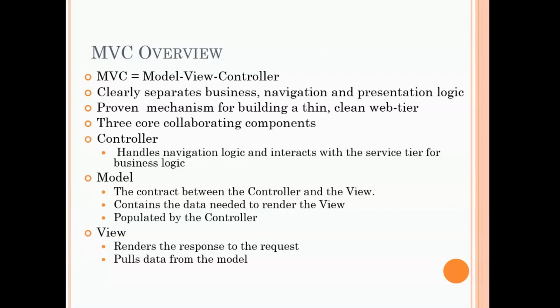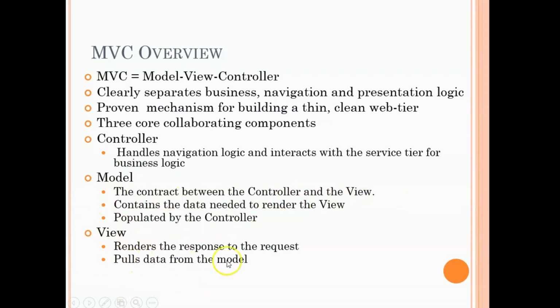Okay, model is basically a contract between the controller and the view. What the controller does is that whatever data the view needs is brought into a model and given to the view. So the model contains the data that is needed to render the view, as you can see here. This data is populated to the view by the controller. So the controller fetches this data and shows it in the view. So that is how it works. You can say it's a contract between controller and view.